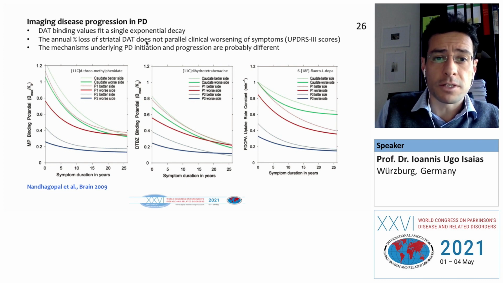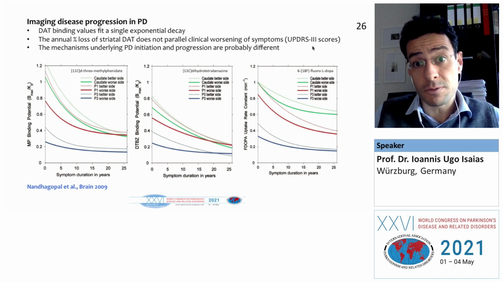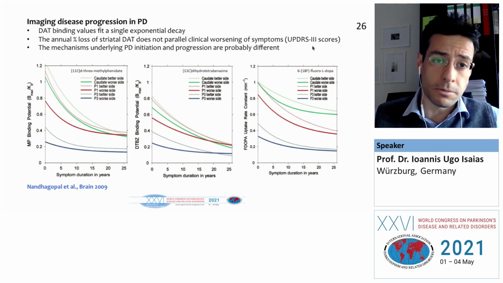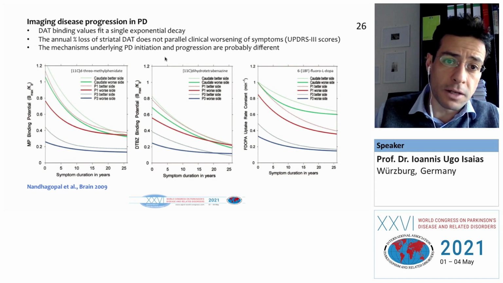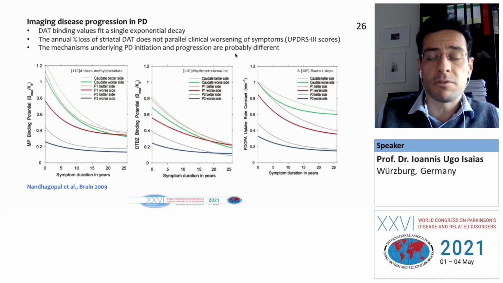The annual percentage loss of striatal DAT does not parallel clinical worsening of symptoms measured with UPDRS part 3, and this suggests a compensatory mechanism, for example from the cerebellum, and we have addressed it several times in previous slides, but also that the mechanisms underlying PD initiation and progression are probably different, and this is of great value for disease-modifying strategies.